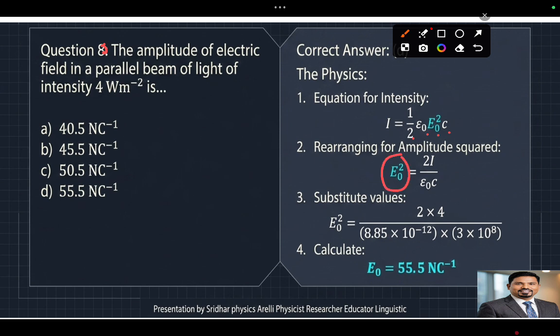E naught square equals 2I by epsilon naught C. Substitute the values. Intensity I is 4 watt per meter square, epsilon naught is 8.85 into 10 to the power minus 12, and C is given. After replacing the epsilon and C values, you will get 55.5 Newton per Coulomb.